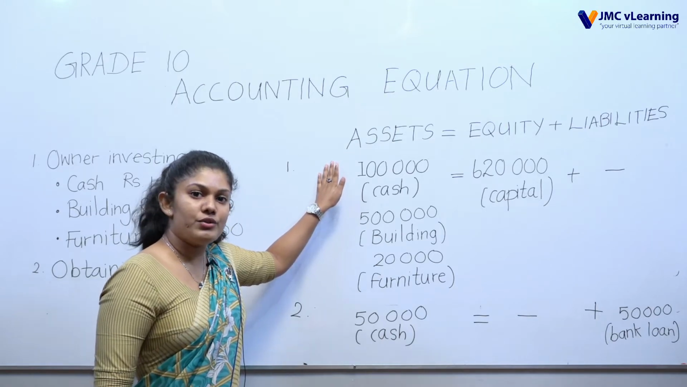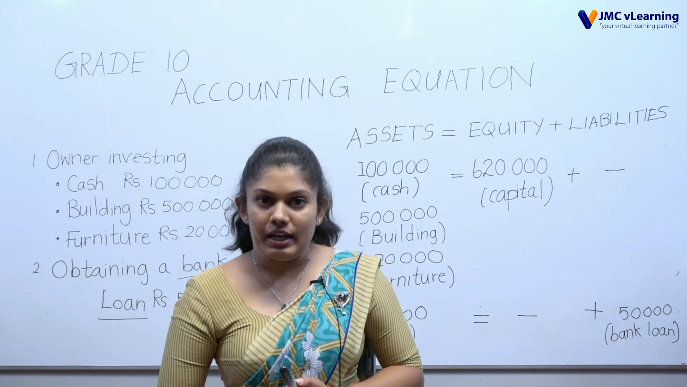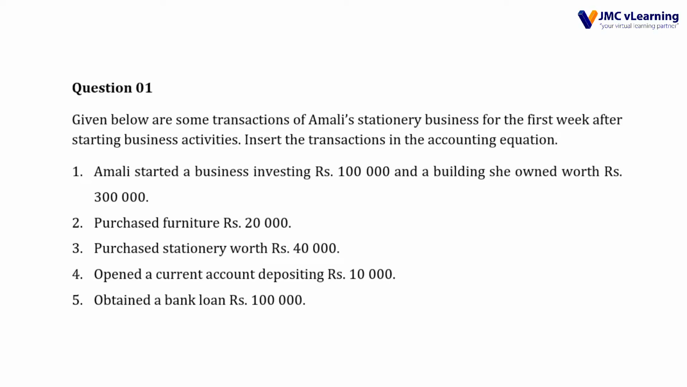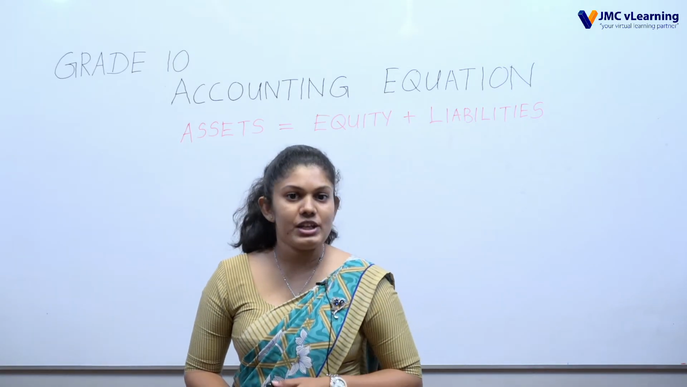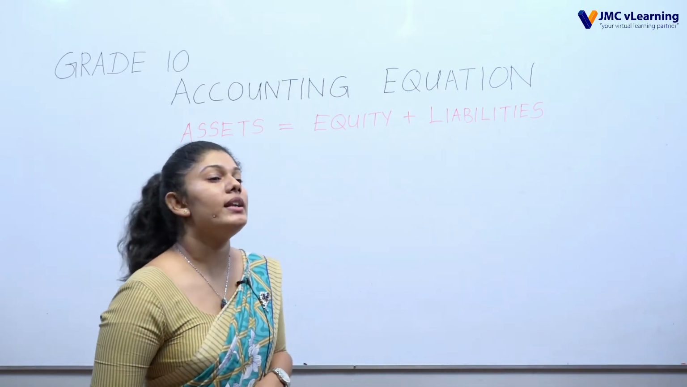So, let us move on to an exercise. Now, look at your screen and there you will see your exercise. Question number 1. Given below are some transactions of Amali's stationery business for the first week after starting business activities. Insert the transactions in the accounting equation. Number 1. Amali started a business investing 100,000 rupees and a building she owned worth 300,000. Now here in the sum, Amali is investing 100,000 in cash and a 300,000 worth building.